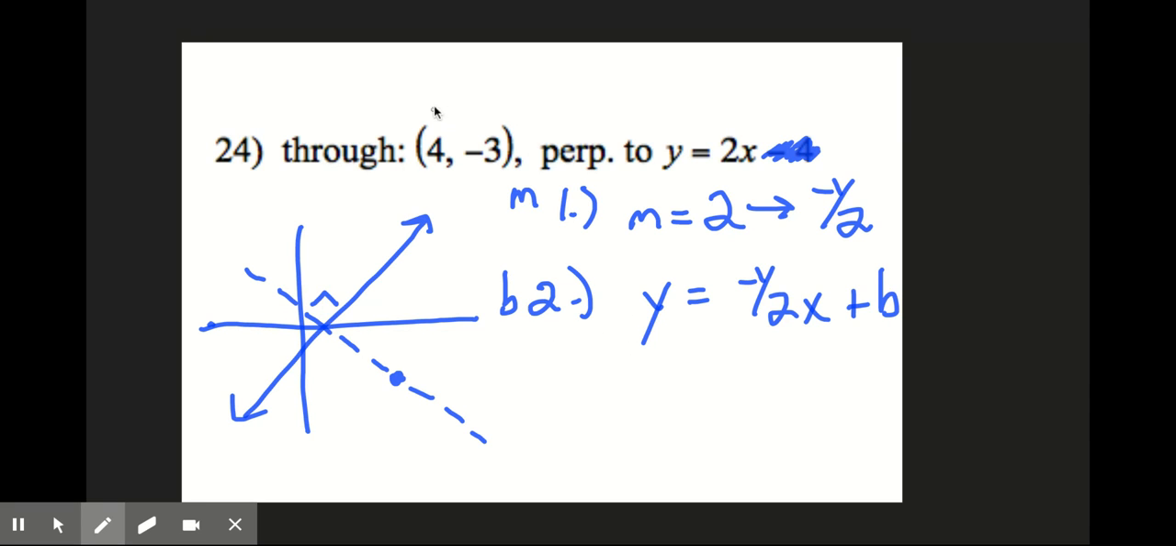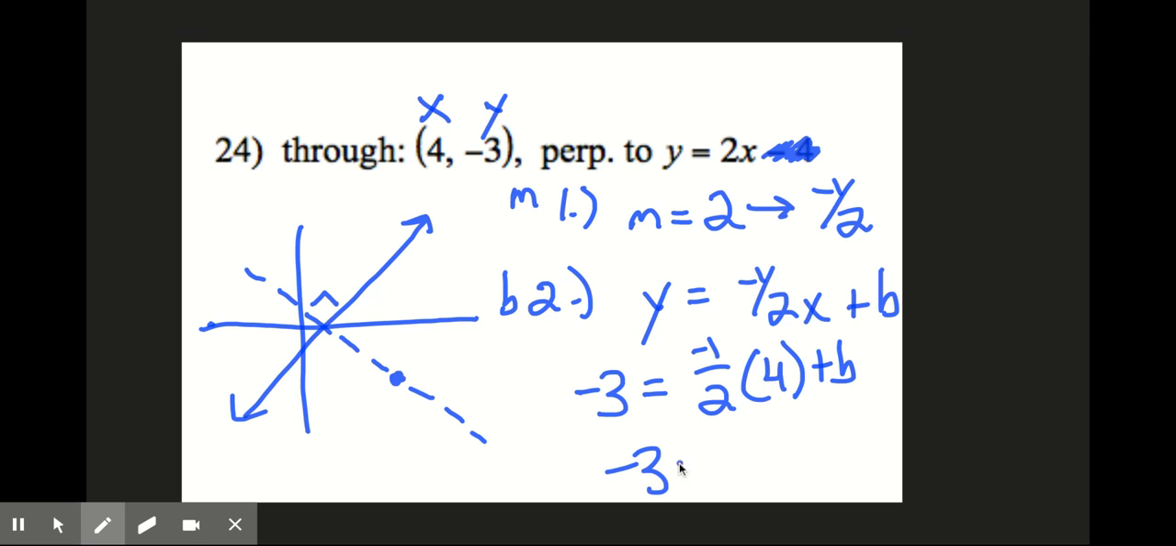Okay. How can I figure it out? Well, I have 3 variables in there, x, y, and b, but I can replace x and I can replace y with information here. So this is going to lead to a b value of -1. So a final answer of y equals -1/2 x minus 1.